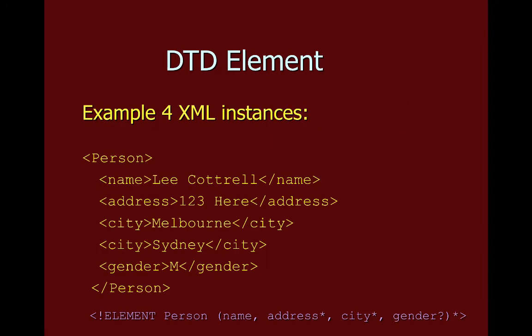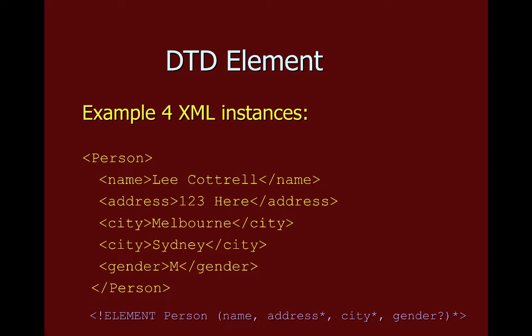Here's an example of an instance of that rule. And so you see the rule in white below, element person, which comprises name, address star, city star, and gender question mark, and the whole thing can be repeated 0 or more times. And you'll find that that example satisfies that rule, right? Because there's exactly 1 occurrence of the name element inside the person element, and there's 1 occurrence of address, since you can have address star, which means 0 or more. So if you have 1, that's fine.